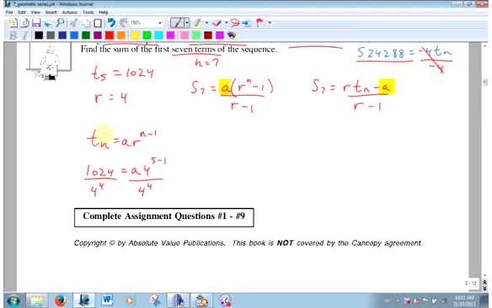4 to the 5 is 1024. Yeah, right? Okay, so I need to find A. I'm finding A. I can't use this because I don't have A. I can't use this because I don't have I. Find A. I need A to get any sum. There's an A in both formulas, right?